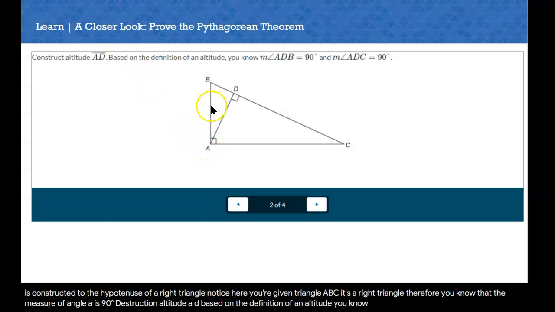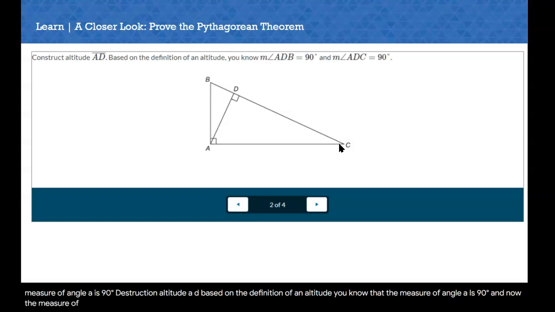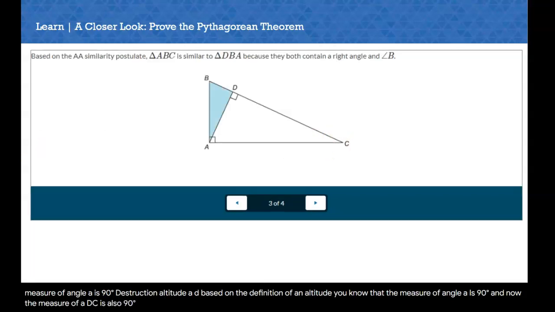Based on the definition of an altitude, you know that the measure of angle ABD is 90 degrees. And now the measure of ADC is also 90 degrees. Based on the angle-angle similarity postulate, triangle ABC is similar to triangle DBA because they both contain a right angle and angle B.